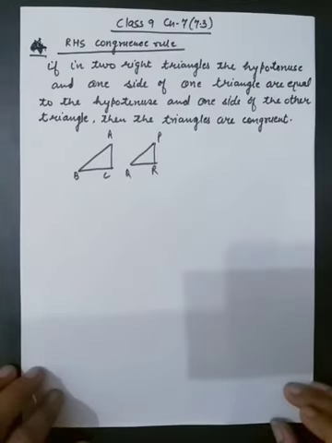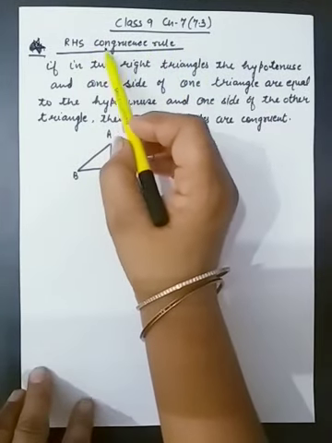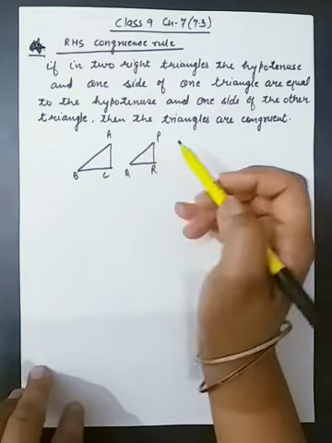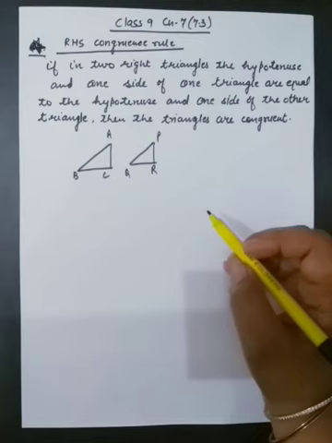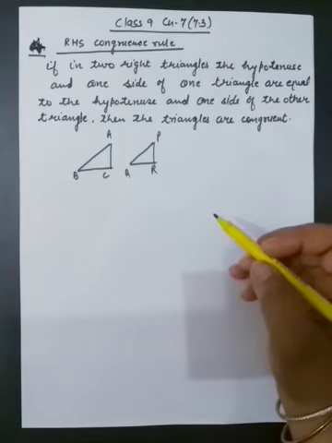Let us understand RHS congruency rule. RHS congruency condition can be applied on right angle triangles. Go to my words, it can be applied on right angle triangles, but it is not compulsory that on every right angle triangle पर हमें RHS ही apply करनी है.